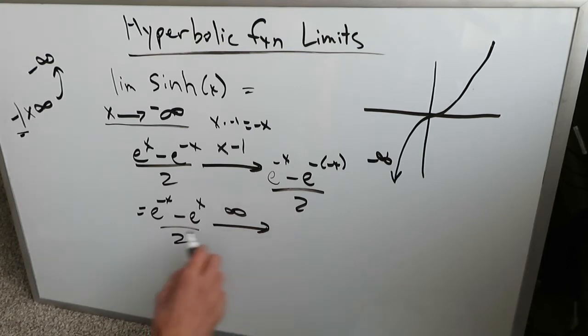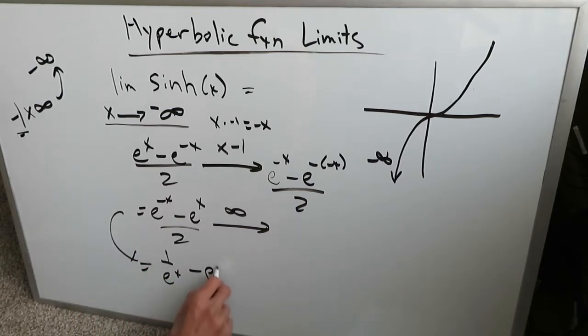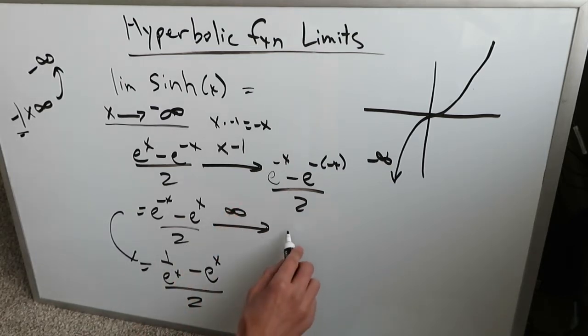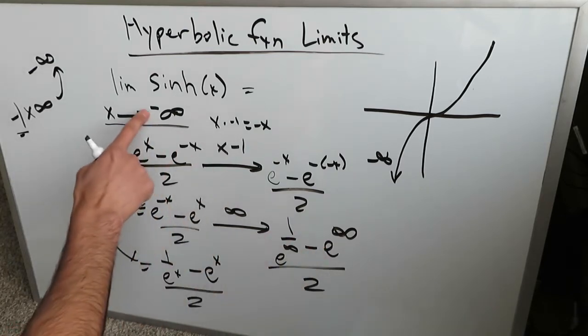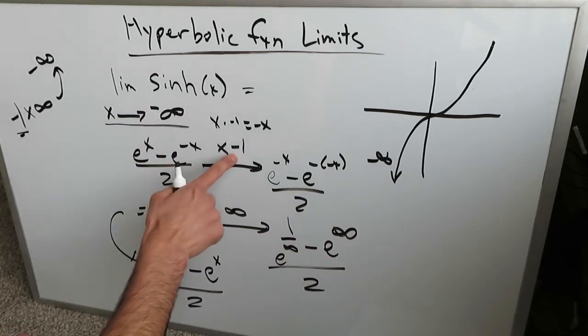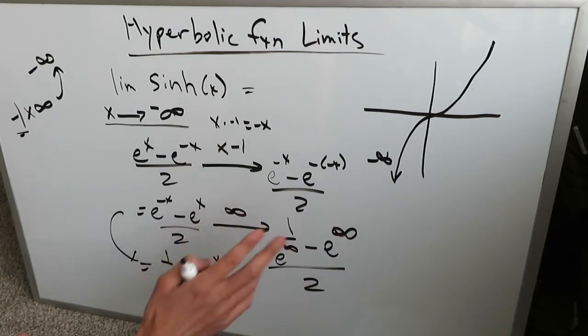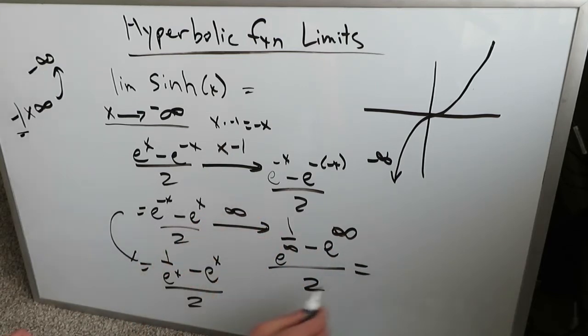Look what happens. You can write e to the minus x as, you can write all of this as 1 over e to the x minus e to the x over 2, right? Now we're at the step where we have to apply the infinity, and this is what you're getting, 1 over e to the infinity minus e to the infinity over 2. And you're thinking we're supposed to be looking at minus infinity, but I've already applied the effect of that minus. Now we're just looking at the plain infinity.